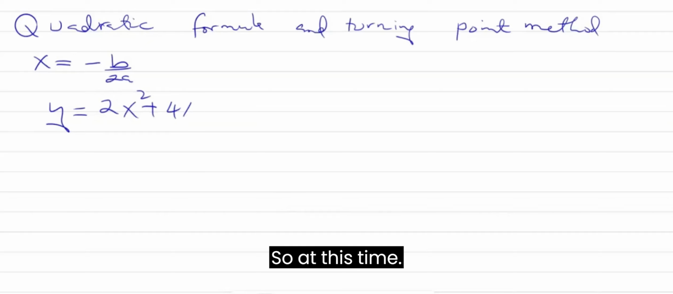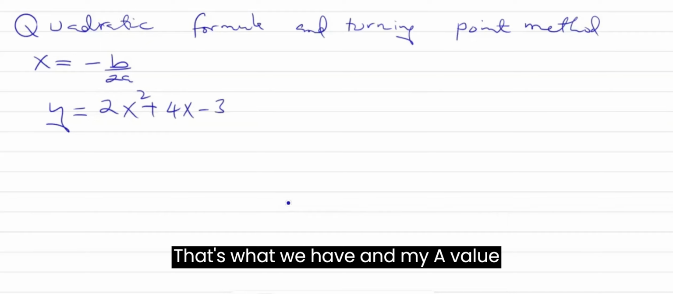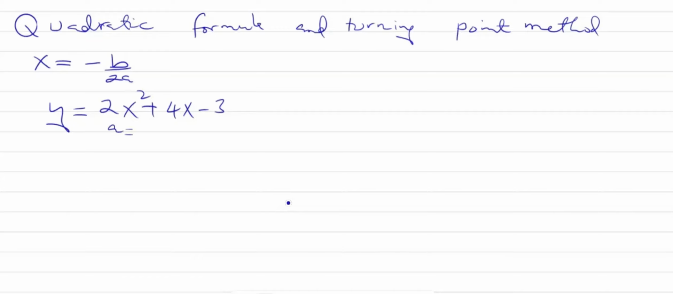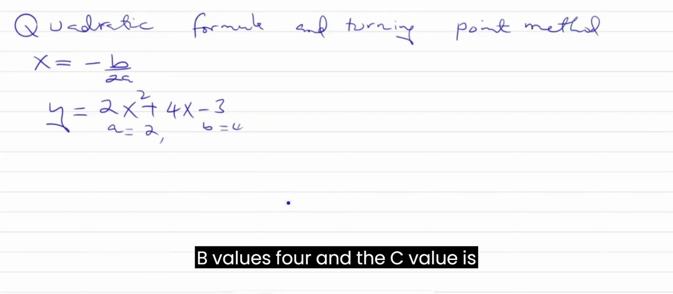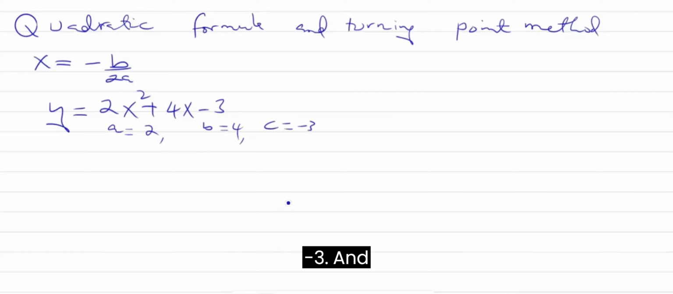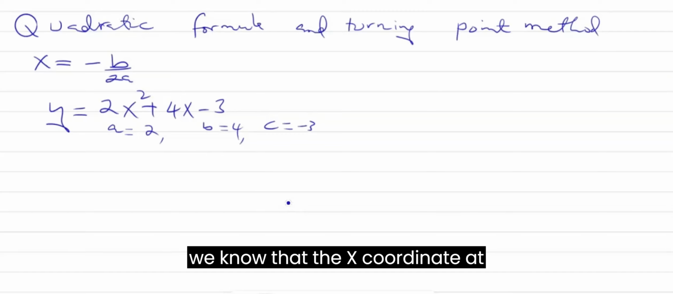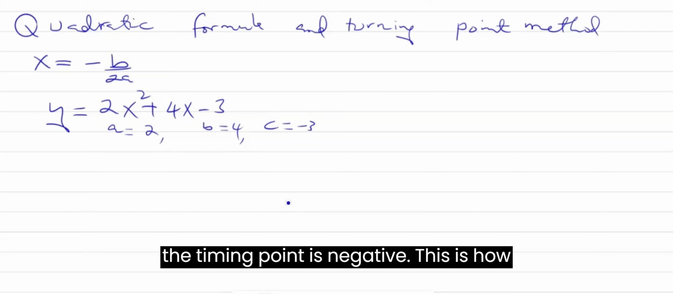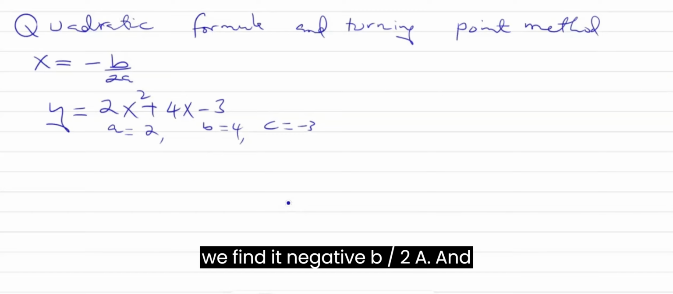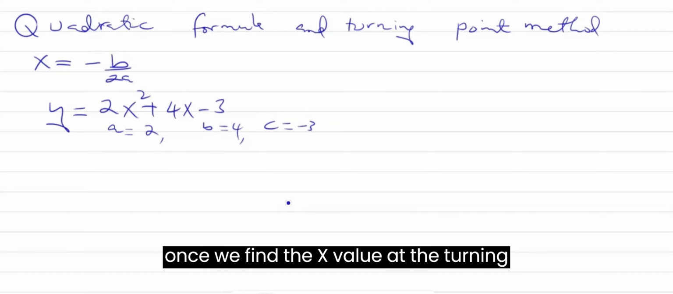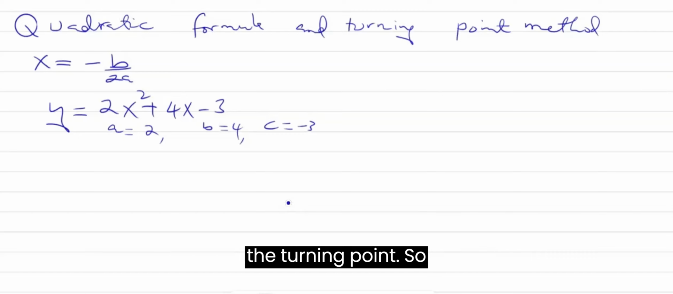So this time, that's what we have. And my a value is 2. B value is 4, and the c value is negative 3. And we know that the x coordinate at the turning point is negative b over 2a. This is how we find it. And once we find the x value at the turning point, we can sub it back into the original function, this is my original function, to find the y value at the turning point.